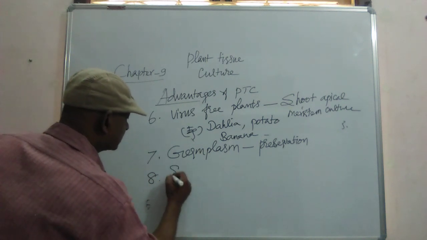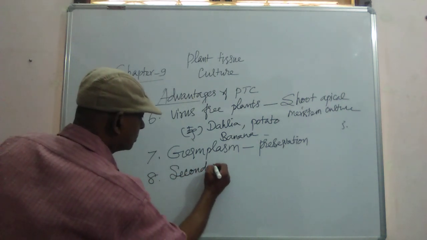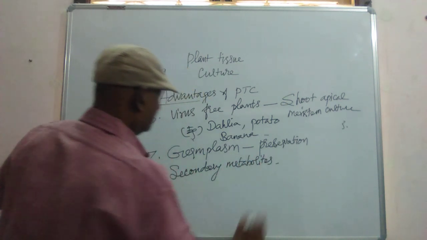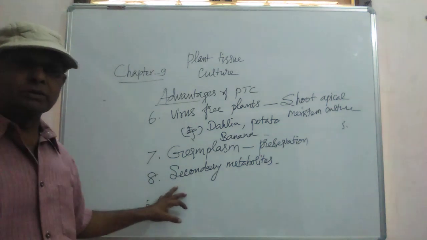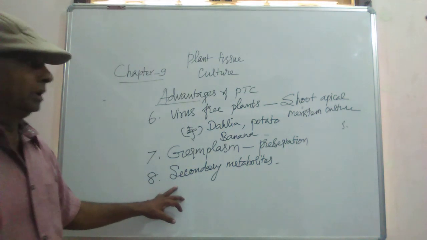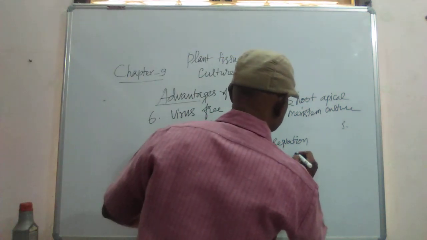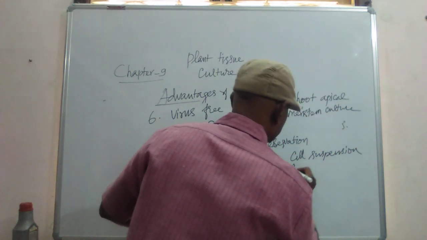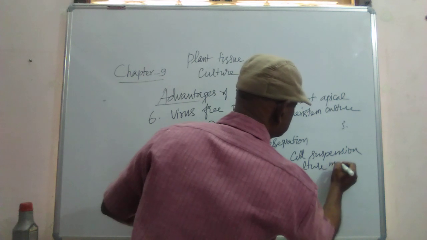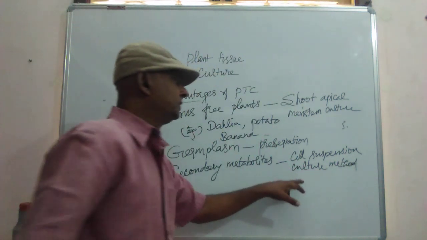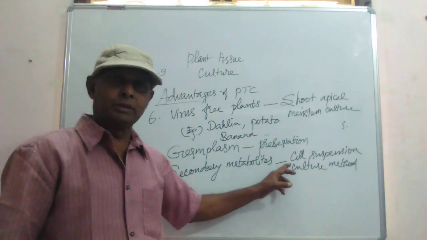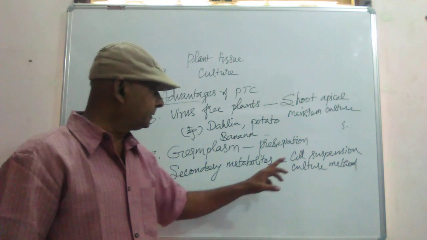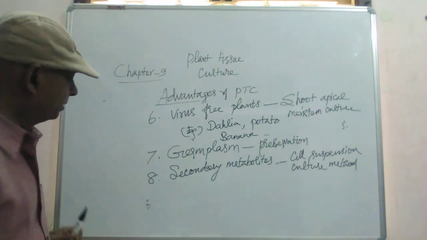The eighth one is secondary metabolites. More amount of secondary metabolites will be produced by this method, the cell suspension culture method. This is one of the tissue culture methods. By using this method, we can produce more amount of metabolites.